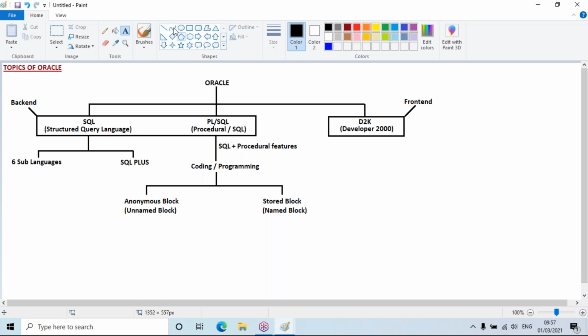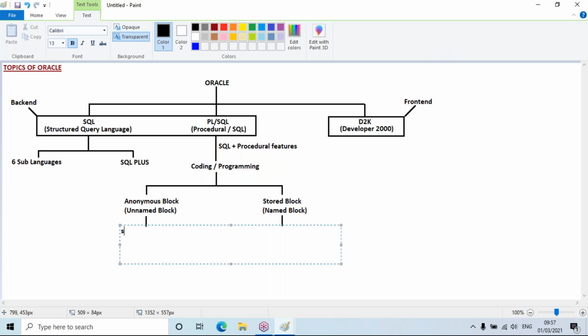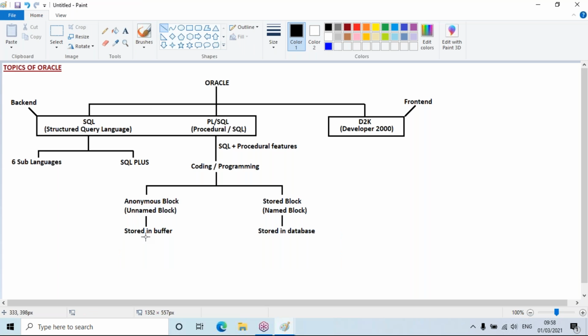Difference? How is it different? Just for an overview and for your instant reference, I refer to them with the terms we use here. I write a brief overview: this is anonymous because it is stored in buffer, and stored block means it is stored in database. That makes a difference actually. Now under this anonymous block and this stored block, what topics are we going to deal with? That I'll make a list now.